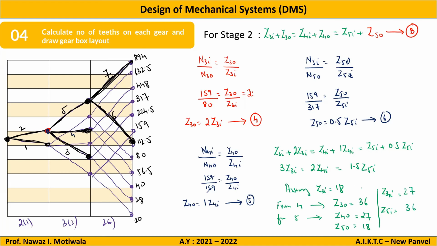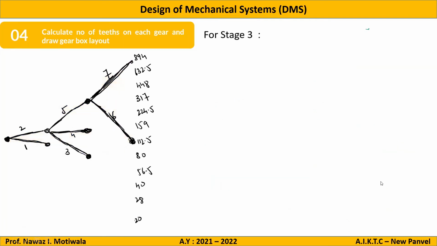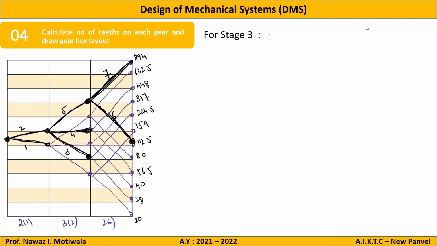So let us go for the third stage quickly. So again, I have the diagram for you. So for stage 3, I can write what? Z6I plus Z6O should be equal to Z7I plus Z7O. And we have named this as equation number C.